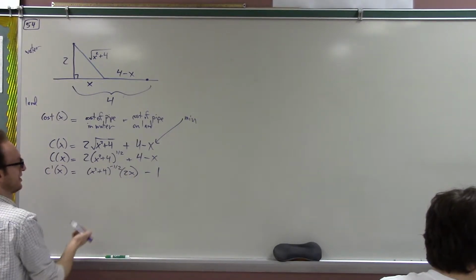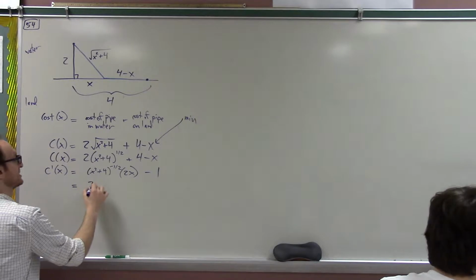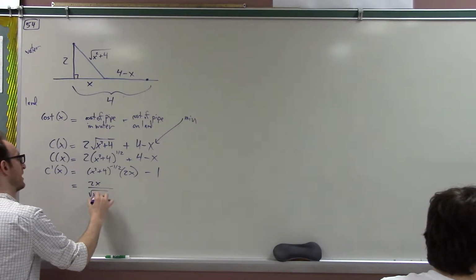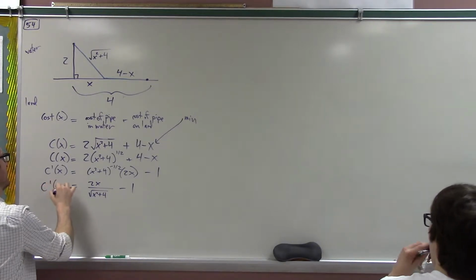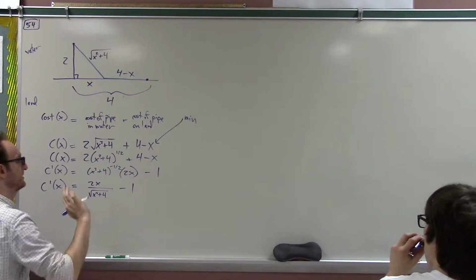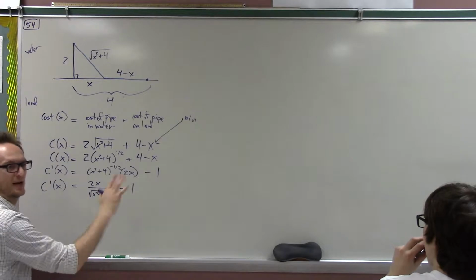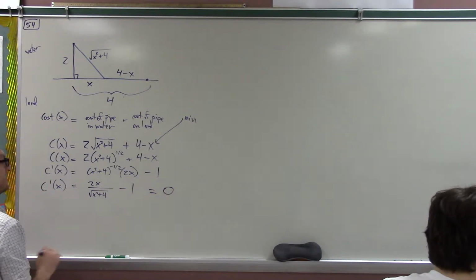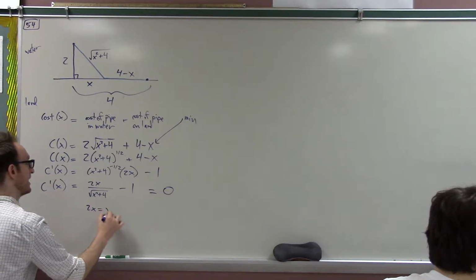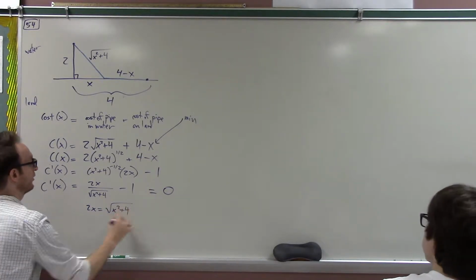And this is my derivative. This is kind of a little awkward, so I'll write it one more time. This is just 2x over root x squared plus 4, minus 1. And I would like to know when this is 0. So I'm going to skip all the factoring and just set it equal to 0 and solve, because that seems like the thing to do. So if I set this equal to 0, I end up with the equation 2x equals root x squared plus 4. Did I do that right?